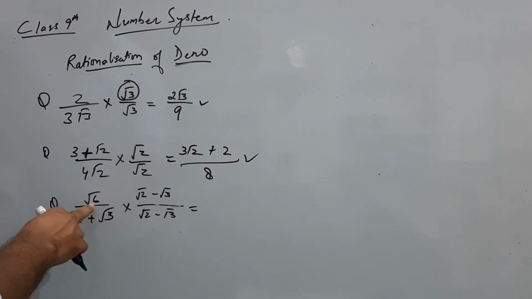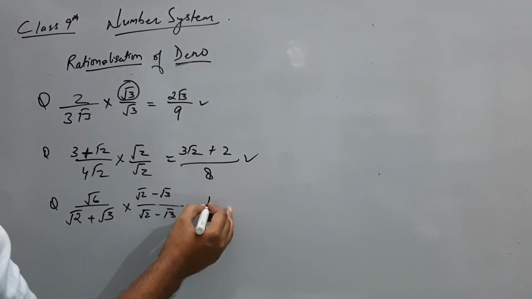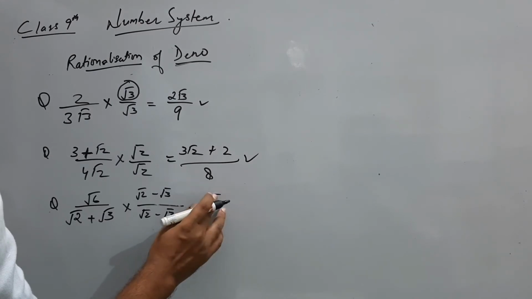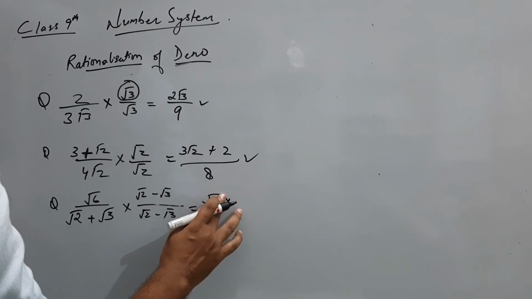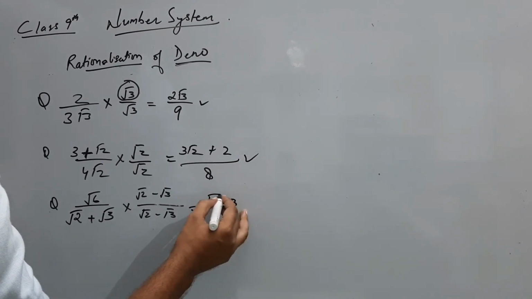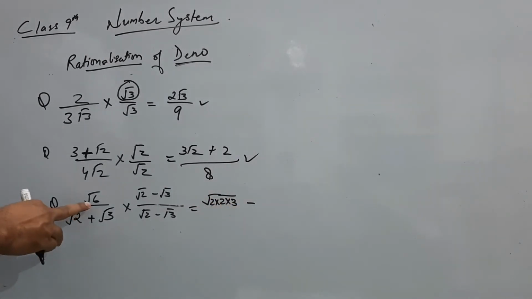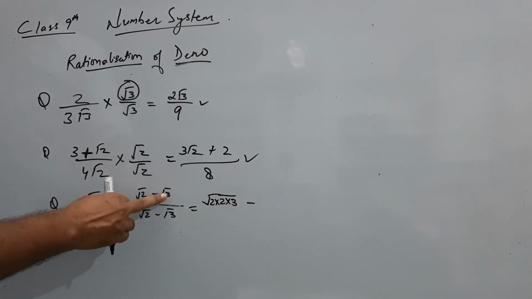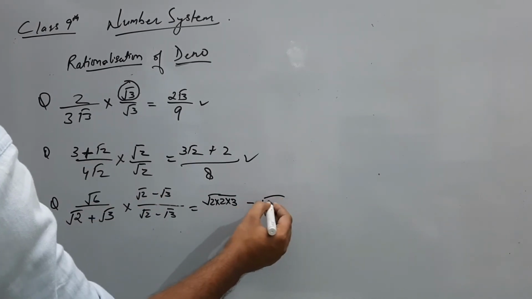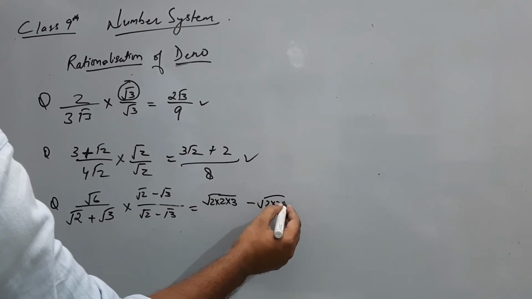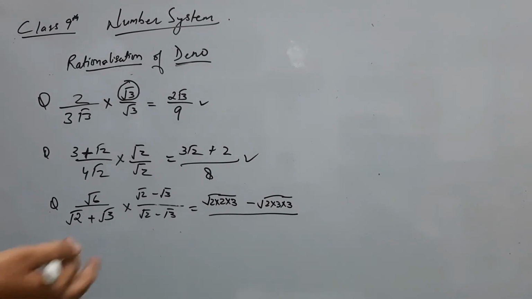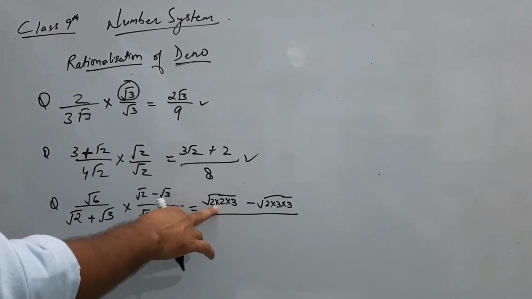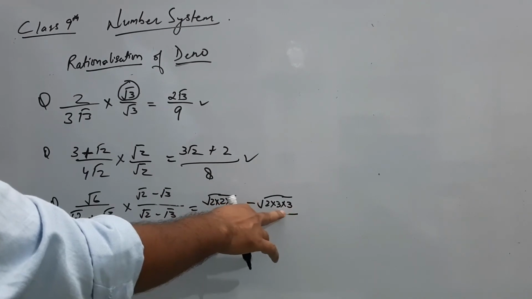On multiplying we'll get root 2 into root 6. That will give us root 12. Or we can also write 2 into 2 into 3, minus, as it is root 6 into root 3. It will give us 2 into 3, 6 into 3. Why did I do it? Because I know that this is going to factorize, this is going to come out.